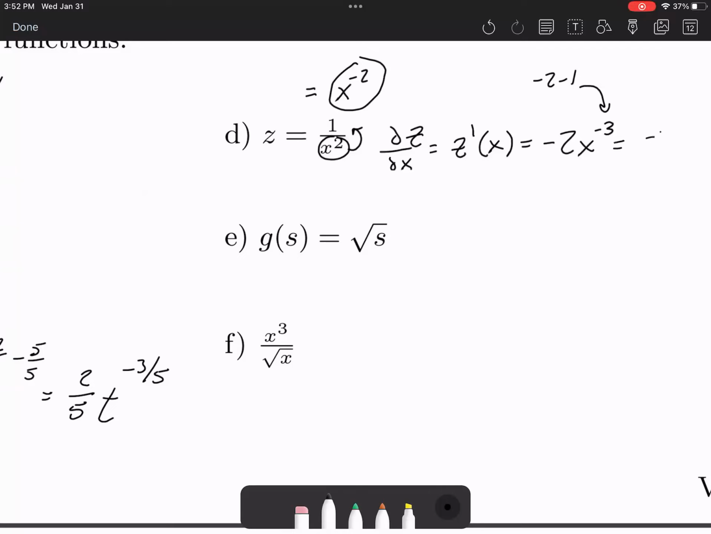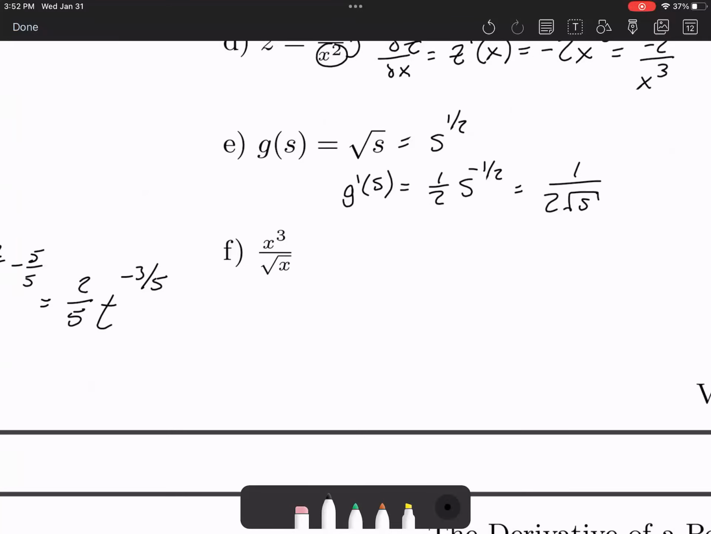And we can clean this up just a little bit by writing this. All right, the square root of s, written as a power, is equal to s to the 1/2. And if we are to differentiate, we end up at 1/2 s to the minus 1/2, or 1 over 2 square root s.